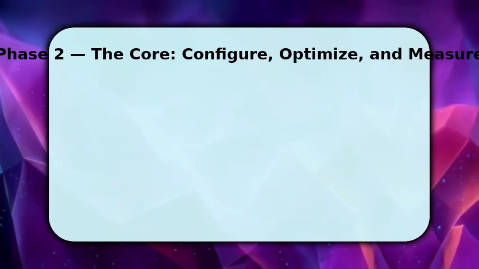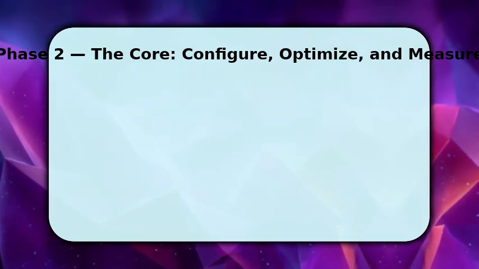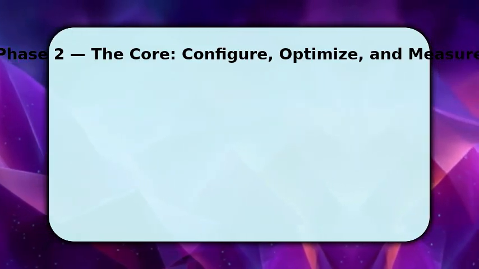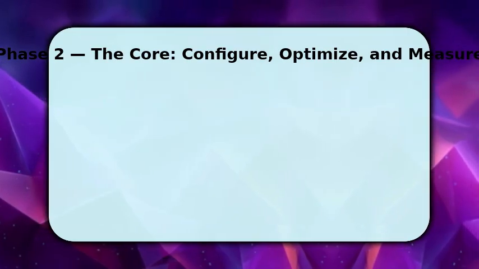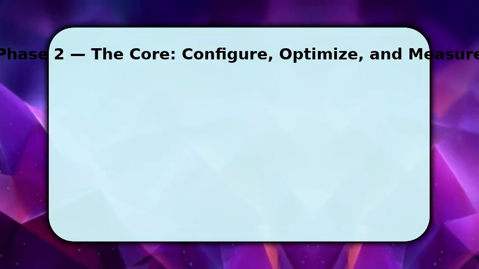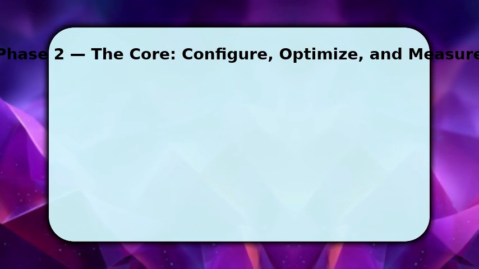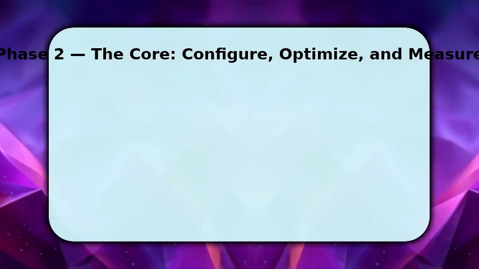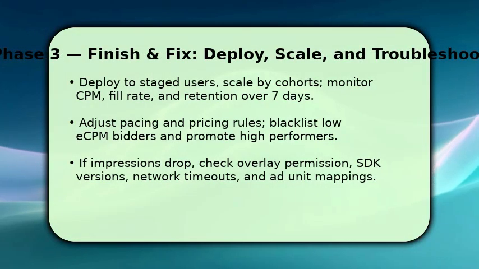Instrument your analytics to record impressions, clicks, viewability, and revenue per 1,000. Then run A/B tests on creative and placement. Monitor latency and error logs closely, because ad load failures directly reduce revenue. Deploy to a staged cohort and watch CPM, fill rate, and retention for at least 7 days.